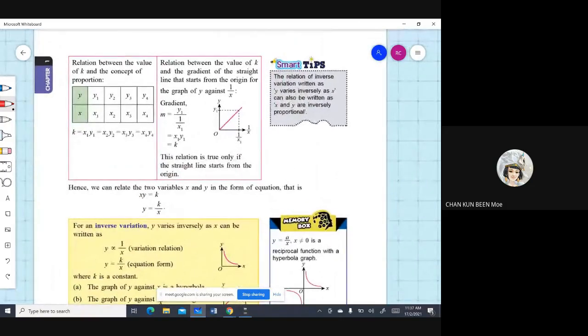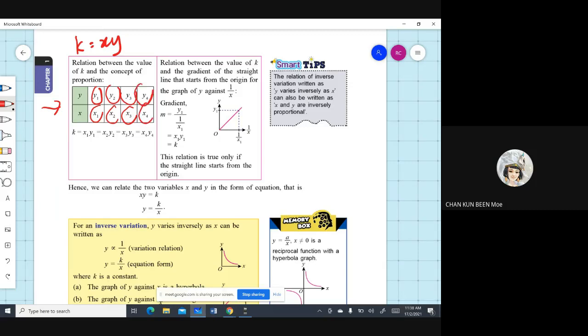Okay, relation between the value of k and the concept of proportion. So remember just now, your k is equal to xy. Therefore, for this table given, k equals x1 y1. Okay, this part. k is also equal to x2 y2, x3 y3, x4 y4.